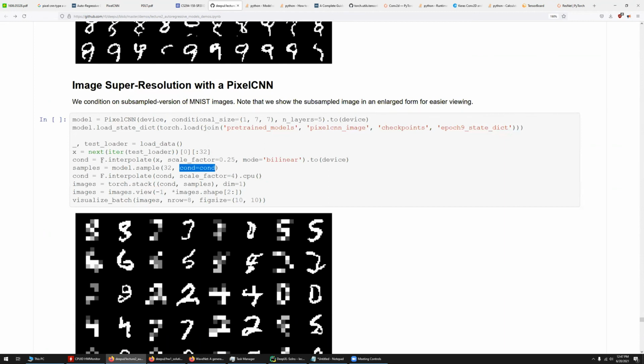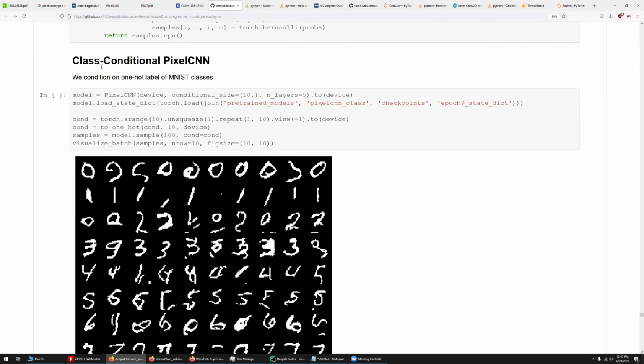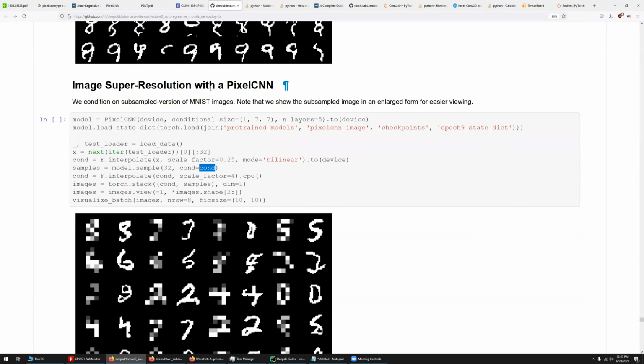Because conditional here is the interpolation of this. So I think that's the class conditional. So this would also be a different kind of conditional, right? So that's why it's under the conditional. This is class conditional, and then image super resolution is also under conditional.